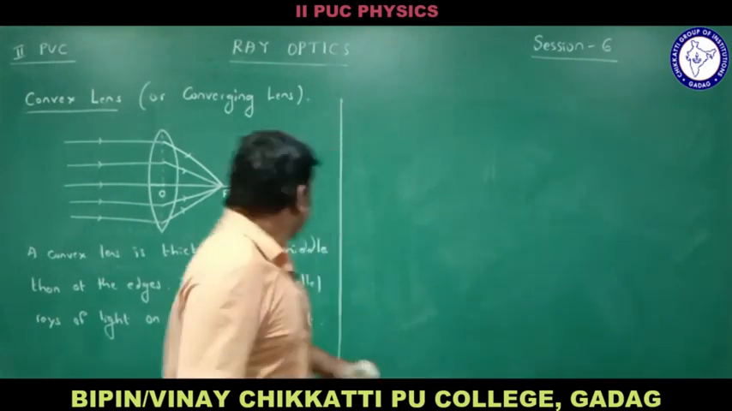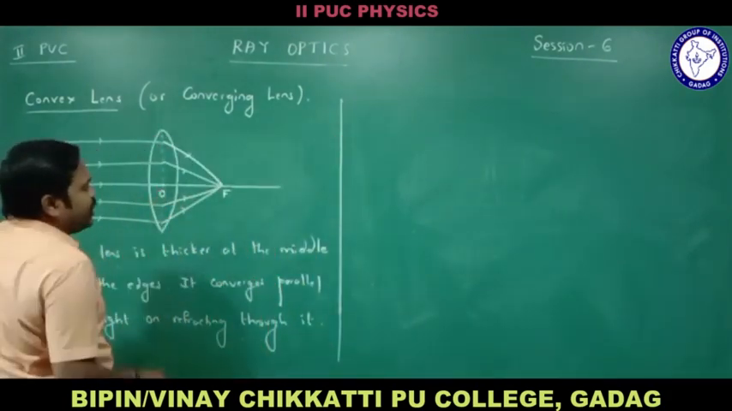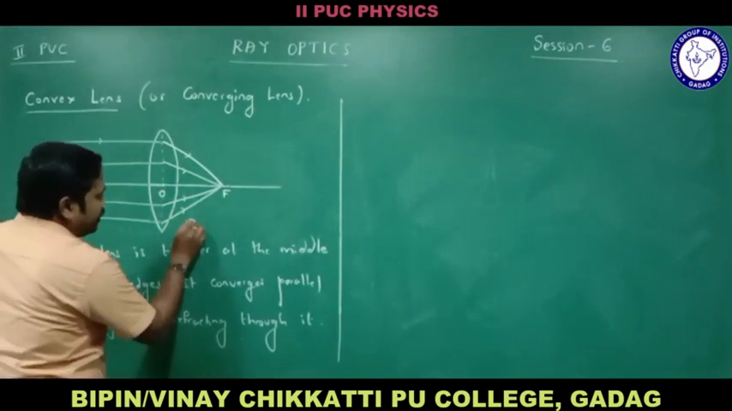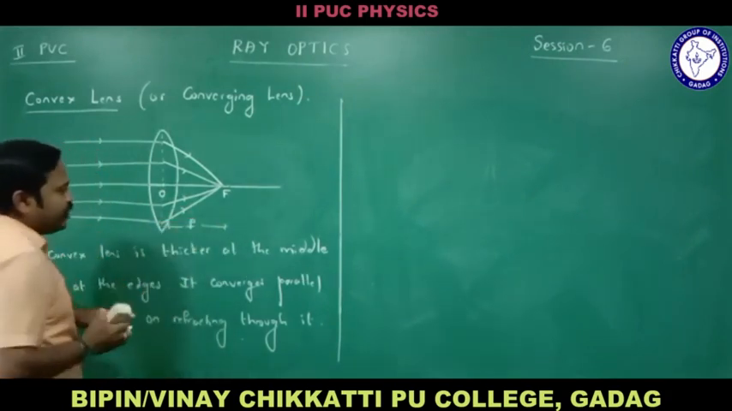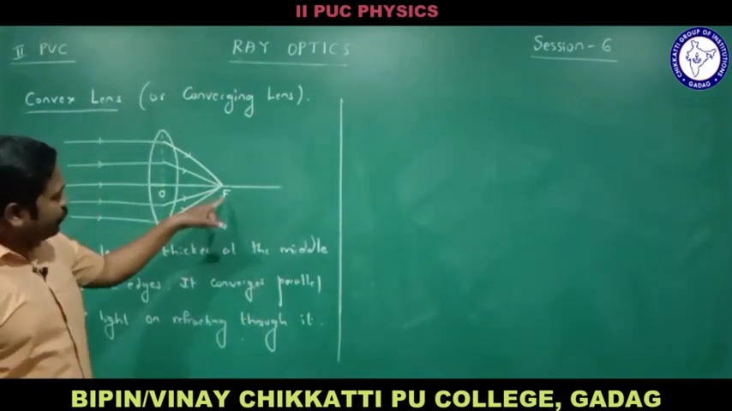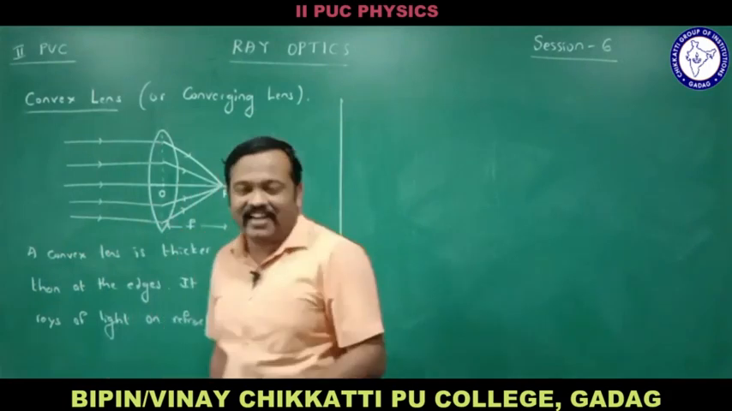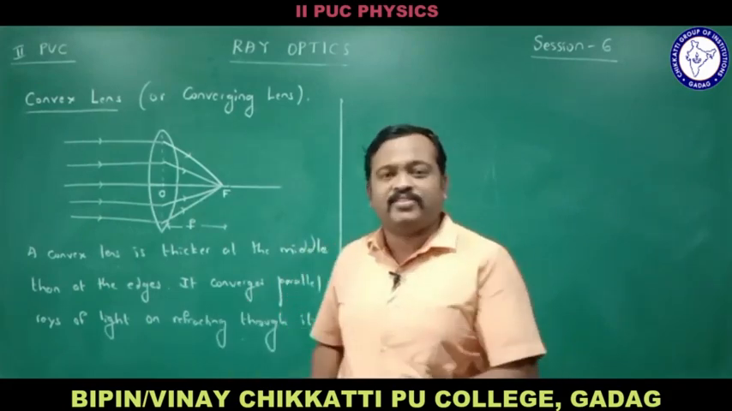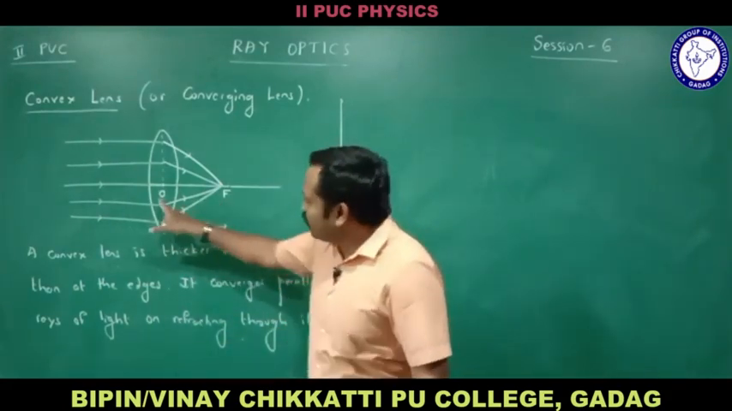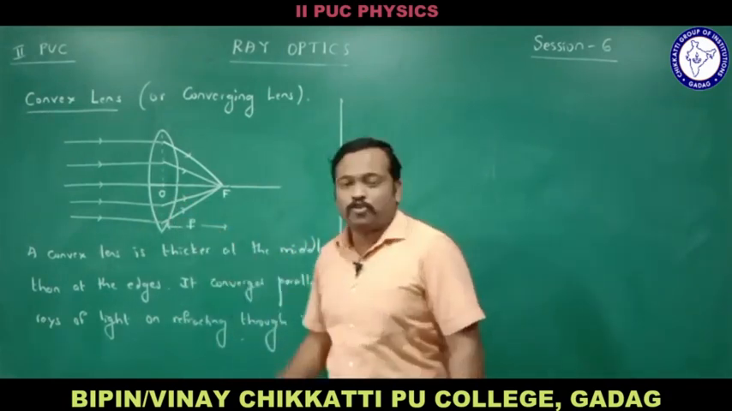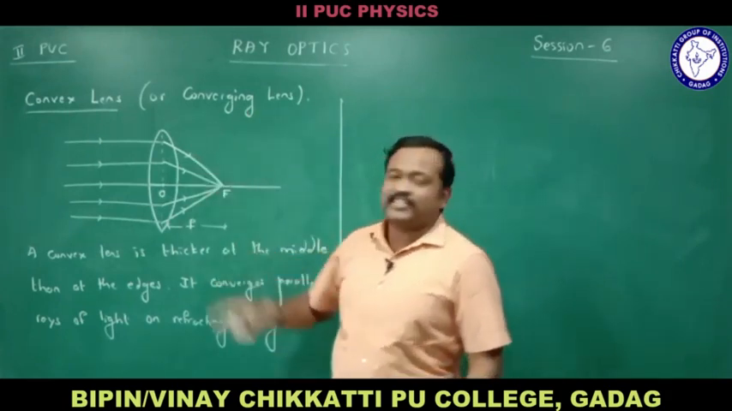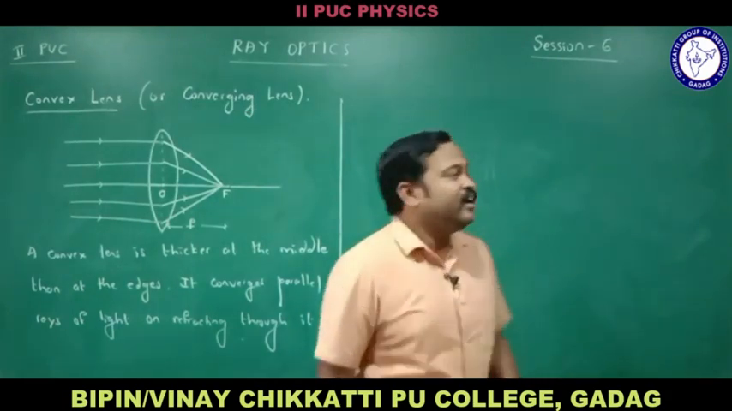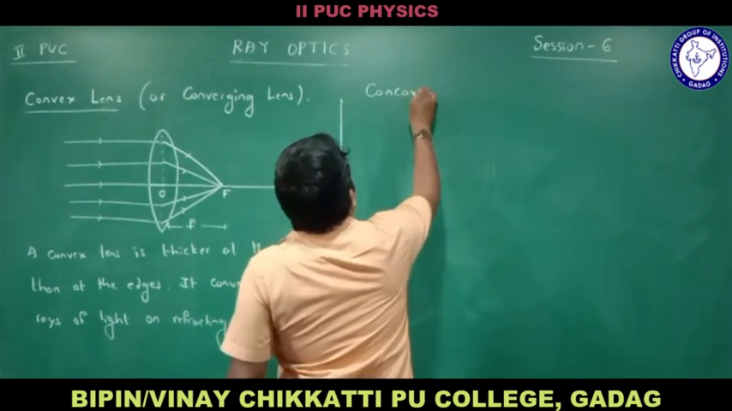We also know that the distance between the optic center and the principal focus we can call the focal length. Let me call this distance the focal length. What is focal length in the case of a lens? Focal length is the distance between the principal focus and the optic center. In the case of a mirror, it is the distance between the principal focus and the pole. So a convex lens always converges parallel rays of light, which is why it is called a converging lens. Now let us move to the next one, the concave lens.